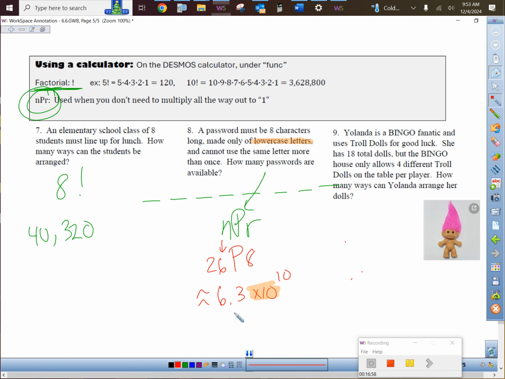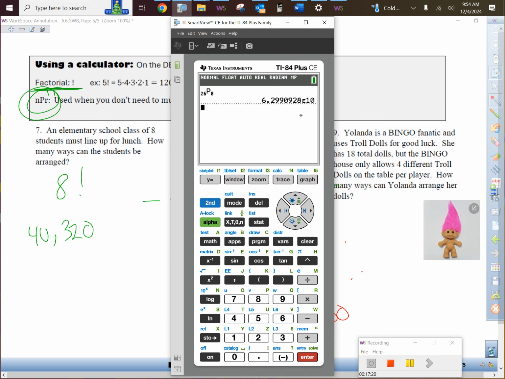What that really means is I would move this decimal 10 places to the right, to where it would be 6, 3, 1, 2, 3, 4, 5, 6, 7, 8, 9 of those zeros right here. That's how many options you have, 63 trillion, I think, options in that case. That is a huge number. So please don't get freaked out if you get an E with that. It's just a really big number.